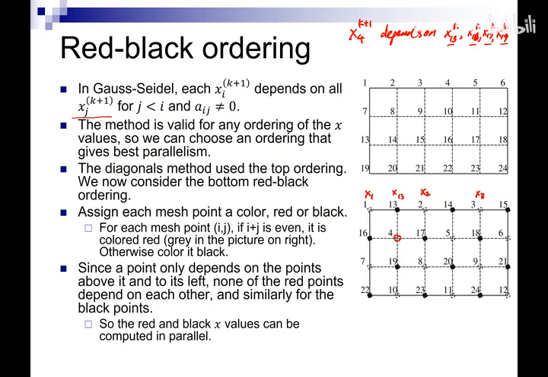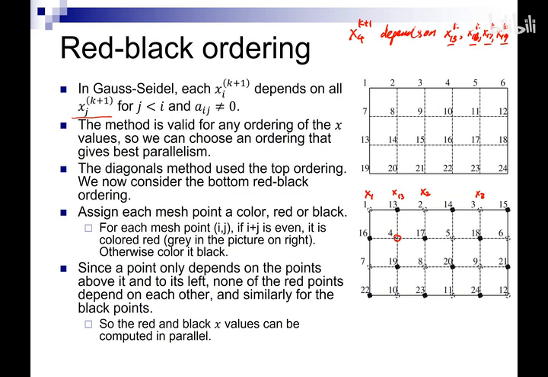All right, so what this tells you is that you can compute all of these red values in parallel, because any red value only depends on black values, and the black values have higher indices than the red values. Since they have higher indices, you only need their values from the kth iteration, not the k plus first iteration. So you can do all the red points for iteration k plus 1 in parallel.